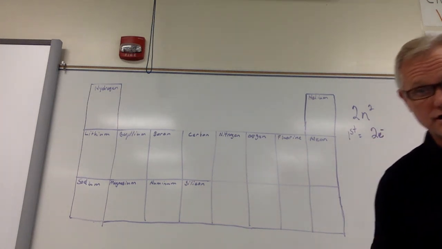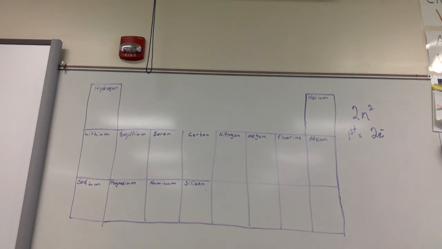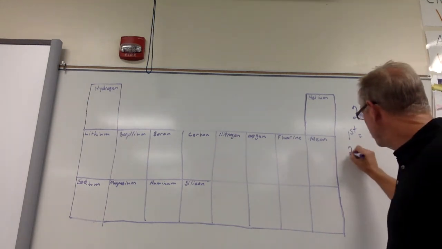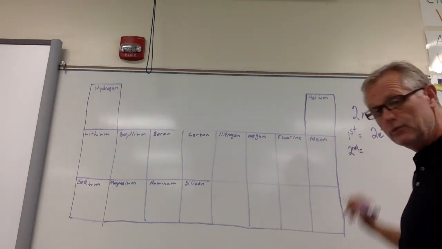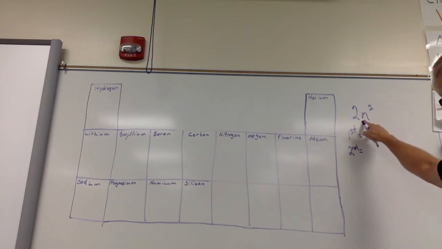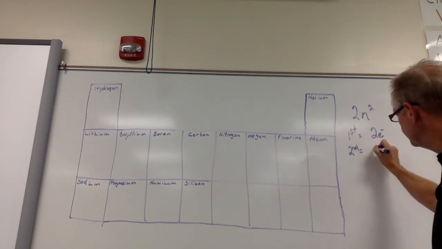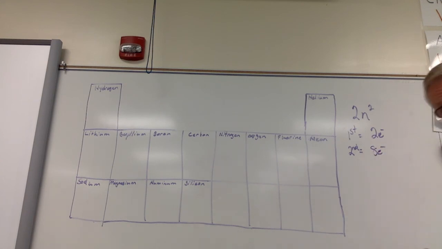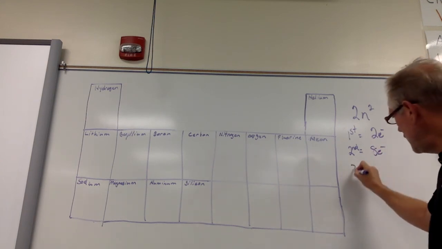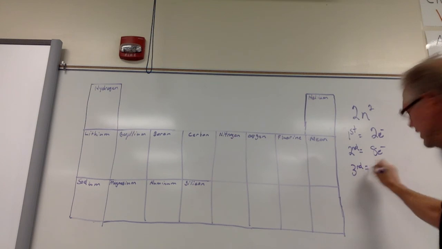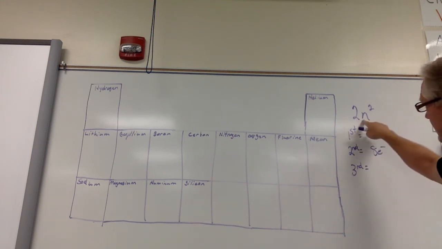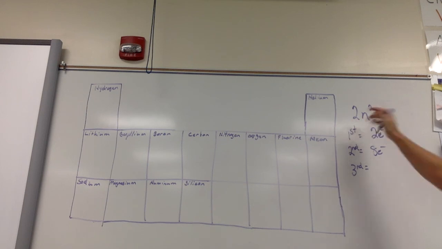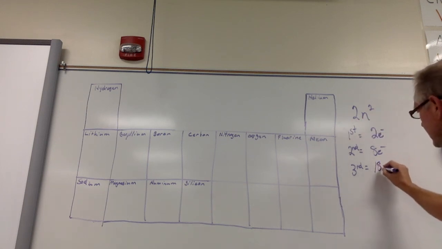So how many electrons does the first energy level hold? Only 2. Now I'm going to go to the second energy level. I'm going to substitute a 2 in here. 2 squared is 4. 4 times 2 is 8. So the second energy level holds 8. The third energy level, again, just substitute in. 3 squared is going to be 9. Then 9 times 2 is 18.